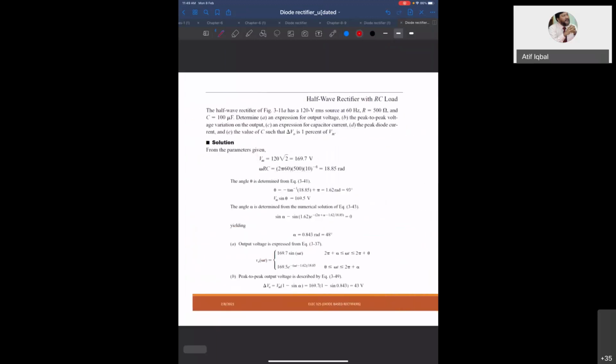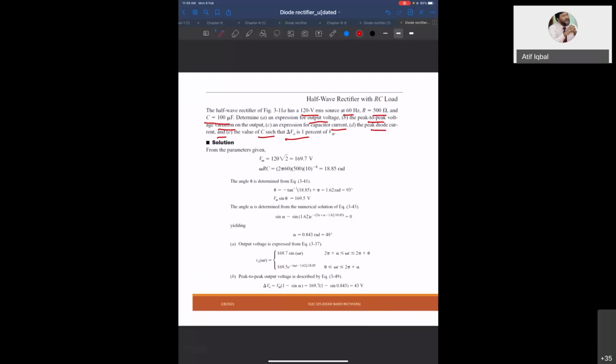Now this is an example. It says a half wave rectifier, 120 volt RMS, 60 hertz, R of 500 ohm, capacitor 100 micro. Determine the expression for output voltage, peak to peak ripple, expression for the capacitor current, peak diode current, and then the value of capacitor such that the ripple is 1%.